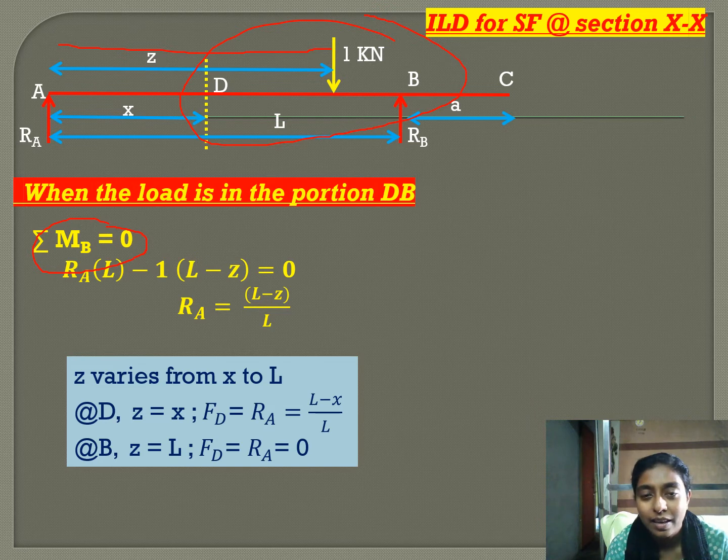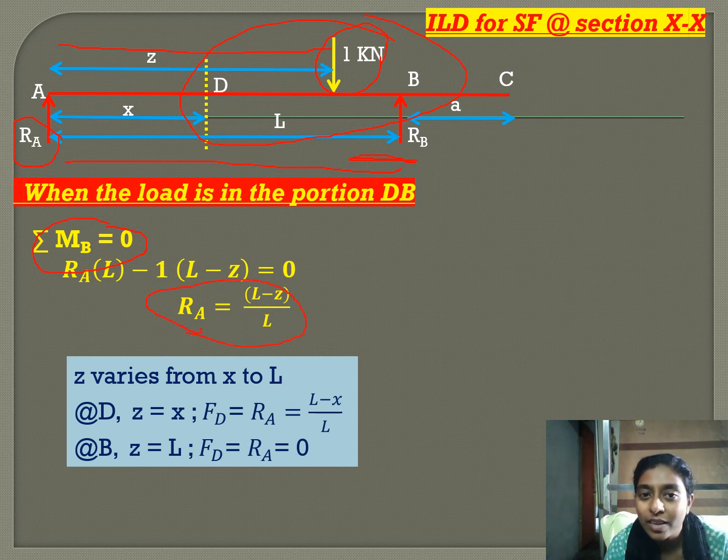From A, Z is the distance of the unit load taken from A. So, by applying sigma MB is equal to 0, we get RA into L, minus, this is anti-clockwise, so minus this 1 into this distance. So, this distance is L minus Z, equal to 0. We get RA is equal to L minus Z by L.